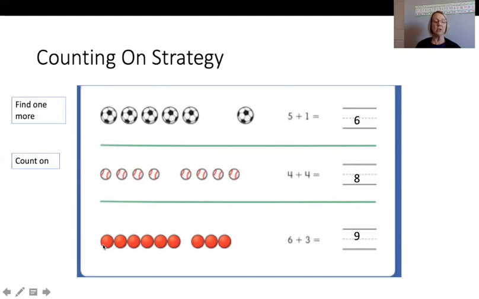All right, let's look at this one. We have 1, 2, 3, 4, 5, 6. So we can say 6 in our head and add on 3. So 6 plus 7, 8, 9. So our answer is 9.